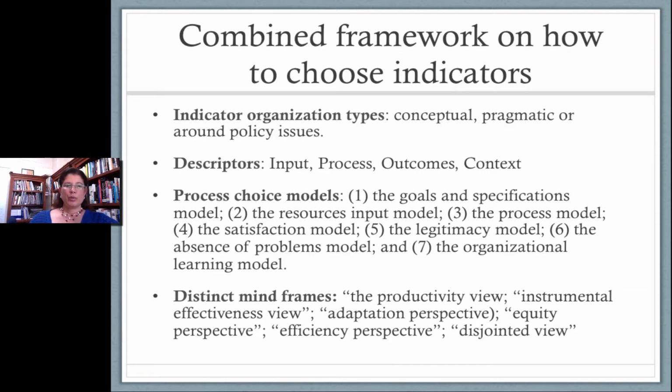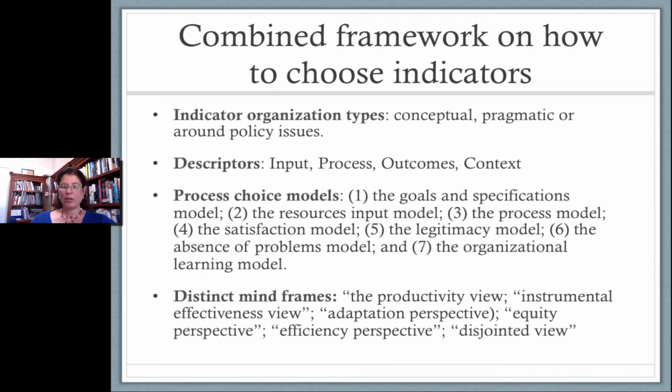From those 4 models, we pulled out different types of concepts to build our own framework, which had to do with organizational types, and indicator types: either conceptual indicators, pragmatic indicators, policy indicators, or descriptors, whether the indicator is related to inputs, processes, outcomes or contexts. It also covered whether the model we're using is focused on goals, or on understanding how our resources are best used, or on learning from our past mistakes.